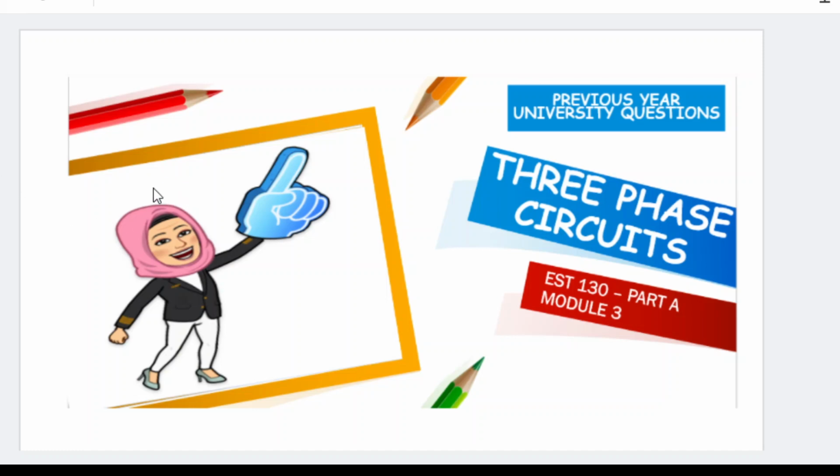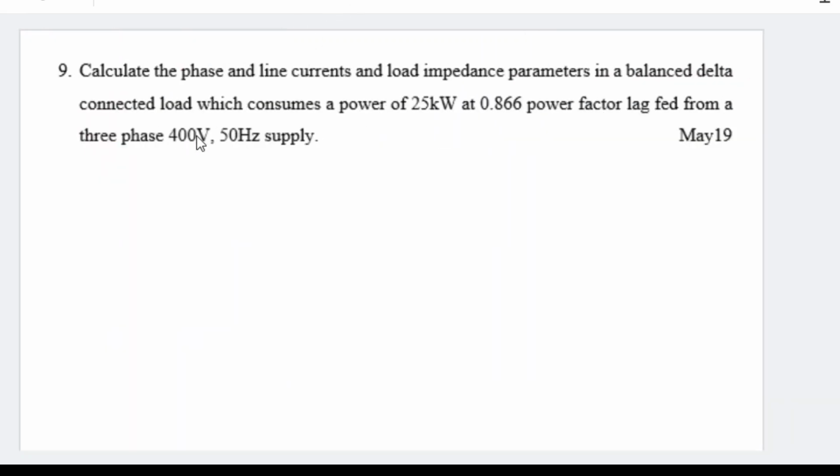Hi. So in today's second question is regarding our delta connection. The question is: calculate phase and line currents and load impedance parameters in a balanced delta connected load which consumes a power. So what are the given values? It consumes a power, so power consumption is equal to 25 kilowatt.